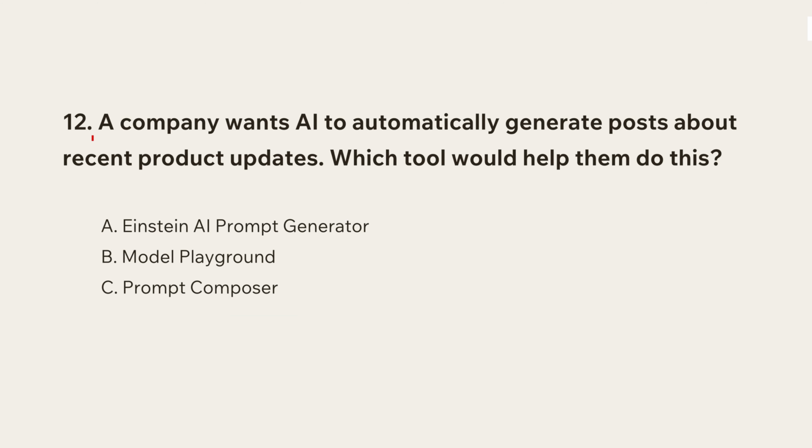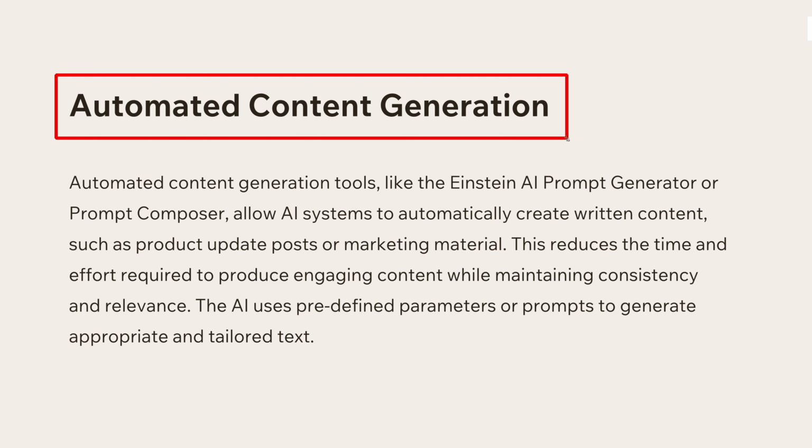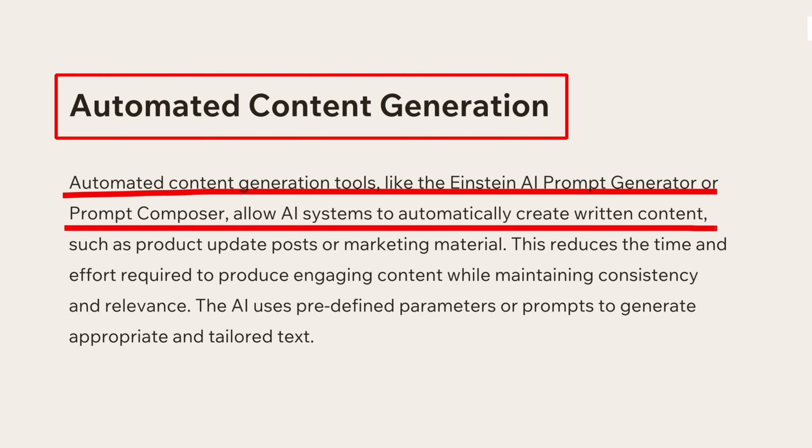Question 12. A company wants AI to automatically generate posts about recent product updates. Which tool would help them do this? The knowledge points of this question are: automated content generation. This refers to using AI tools to automatically write content, like blog posts or product updates. It's a quick way to create content without needing to do it all manually.